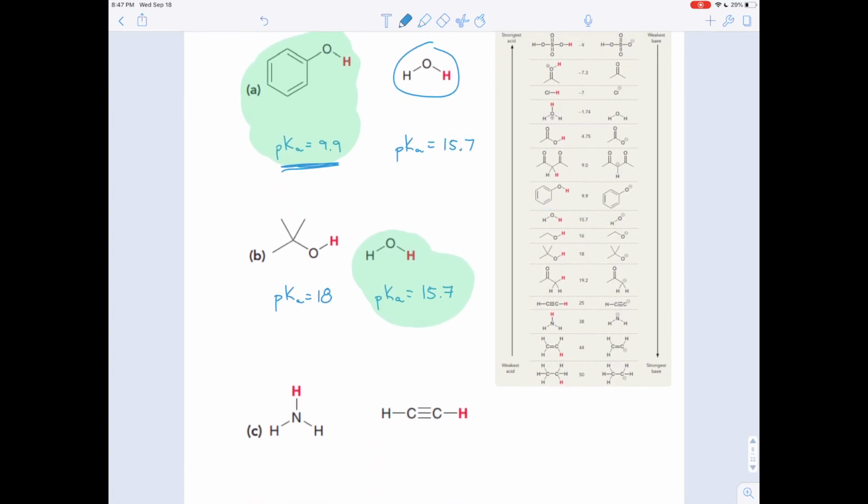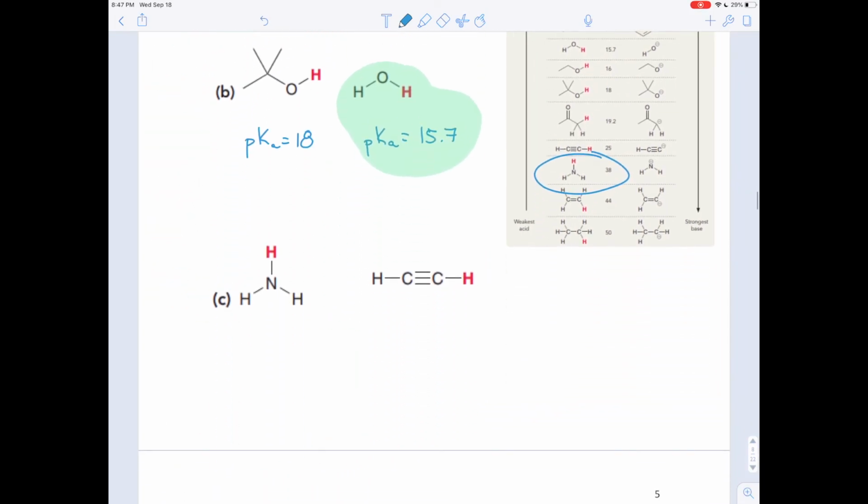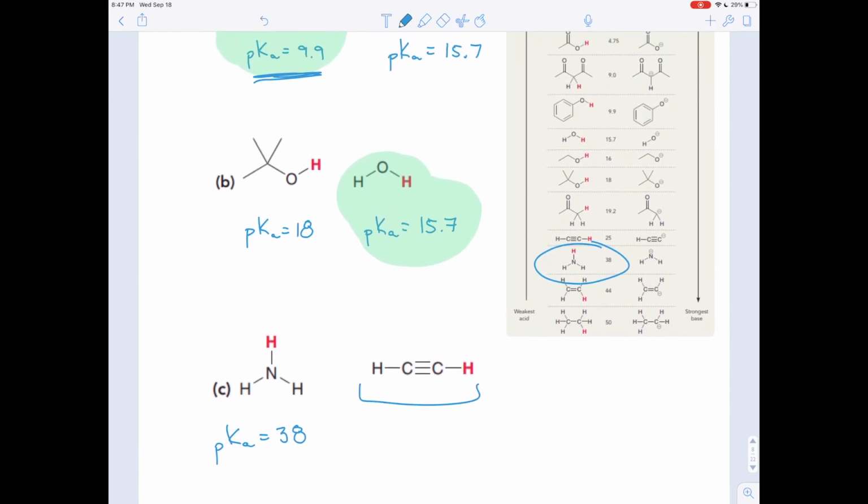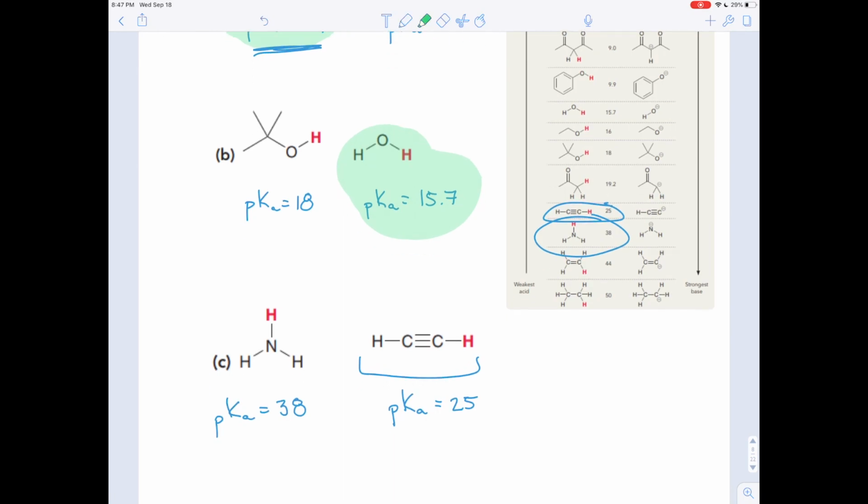Third one, we have NH3. That has a pKa of 38. So that's ammonia, pKa of 38. The name for that molecule is acetylene. You would see that just above it, it has a pKa of 25. And so here, which one is more acidic? The one with the lower pKa. That is the more acidic compound.